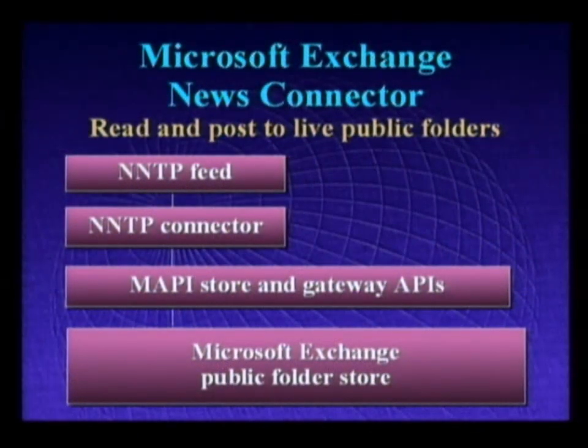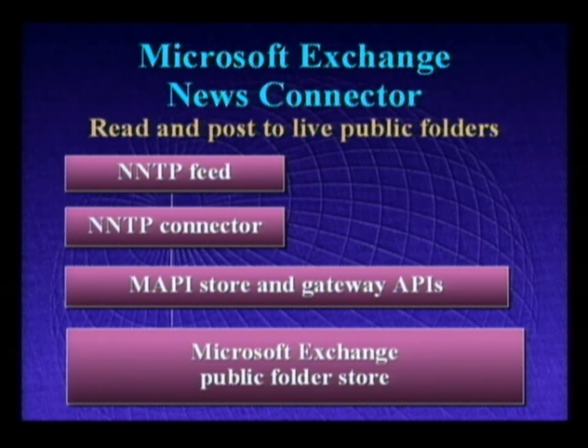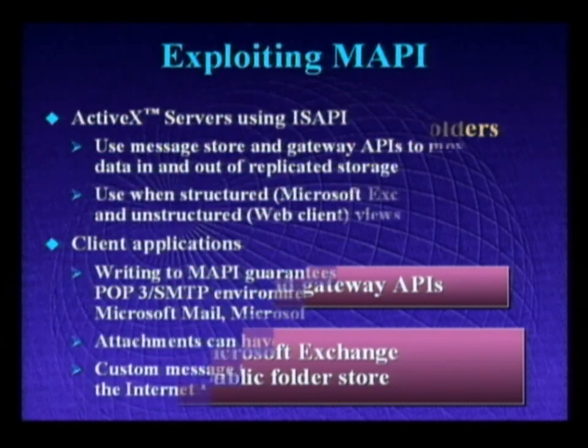We're also working, as I mentioned, on the news connector. Basically, the way this works is there's a service that runs that takes the NNTP feed from the internet, goes through the connector, calls the MAPI store APIs to write to the Exchange server and create the public folder hierarchy, to create the mappings for the users as people respond and post information to NNTP. And then, because that information is in the public folder store, it can be replicated around the network to any of the individual servers that are available.